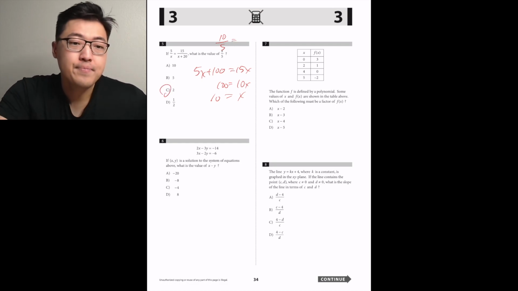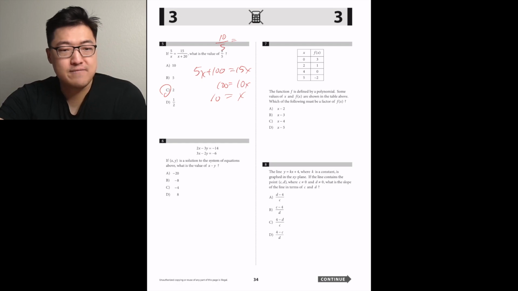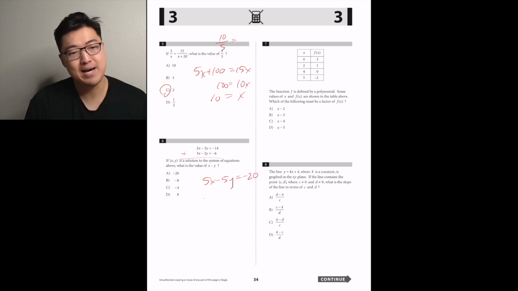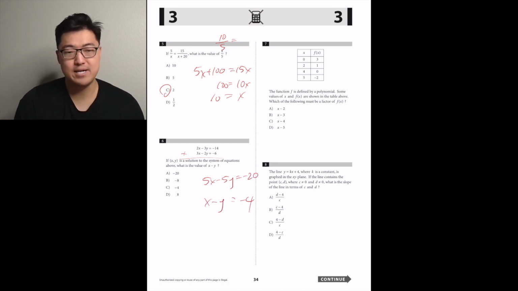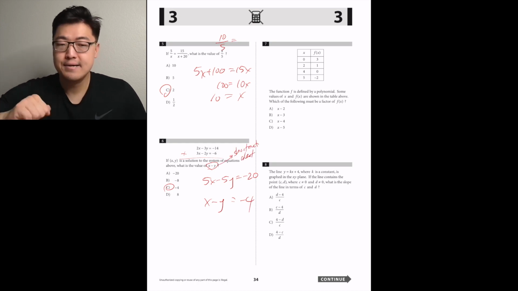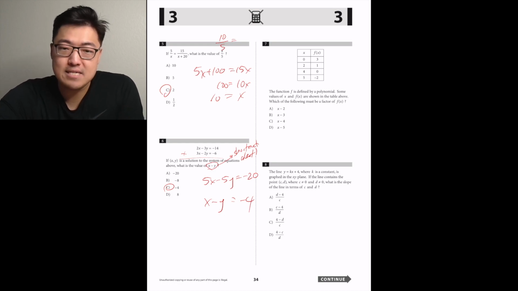x, y is the solution to the system of equations above. What's the value of x minus y? Shortcut alert. If they ask for x minus y, I think you can just add these together. You'll get 5x minus 5y is equal to negative 20. The way you get from 5x minus 5y to x minus y is to divide by 5. So it'd be negative 20 divided by 5, which is negative 4. C.